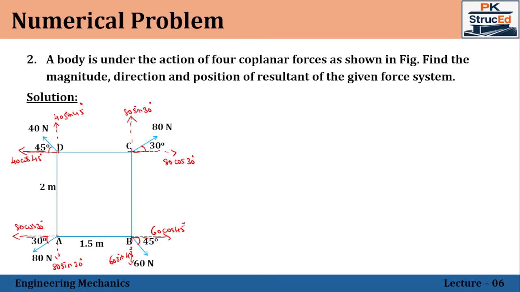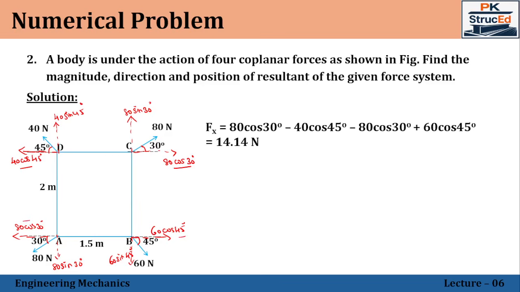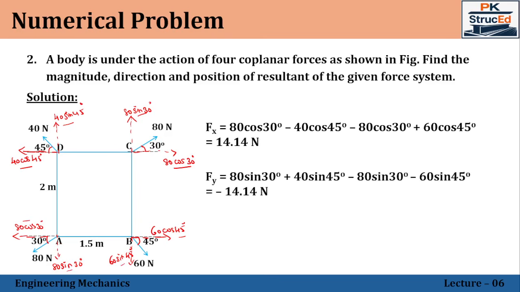Now we got the components of all the forces along x and y. So sum up all the x components: 80 cos 30 minus 40 cos 45 minus 80 cos 30 plus 60 cos 45, you will get the x component of the resultant, that is 14.14 positive. Similarly, add all the y components of the forces: 80 sin 30 positive plus 40 sin 45 minus 80 sin 30 minus 60 sin 45, you will get the y component of the resultant. So I can see that the x component is positive and the y component is negative, which means that the resultant will be going in this direction and your resultant force will be acting in the fourth quadrant.